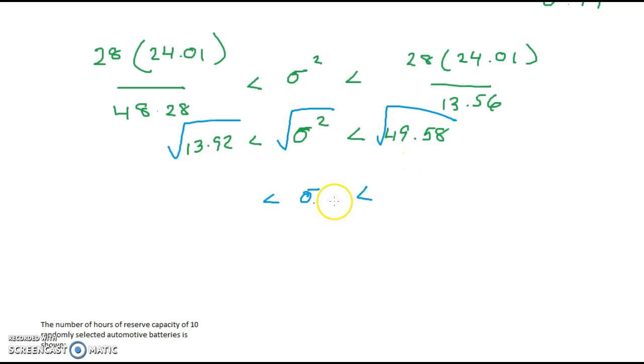Again, use your calculator to verify this, but just plugging this in, we get 3.73 and 7.04. And there you have it. Those are the ranges.